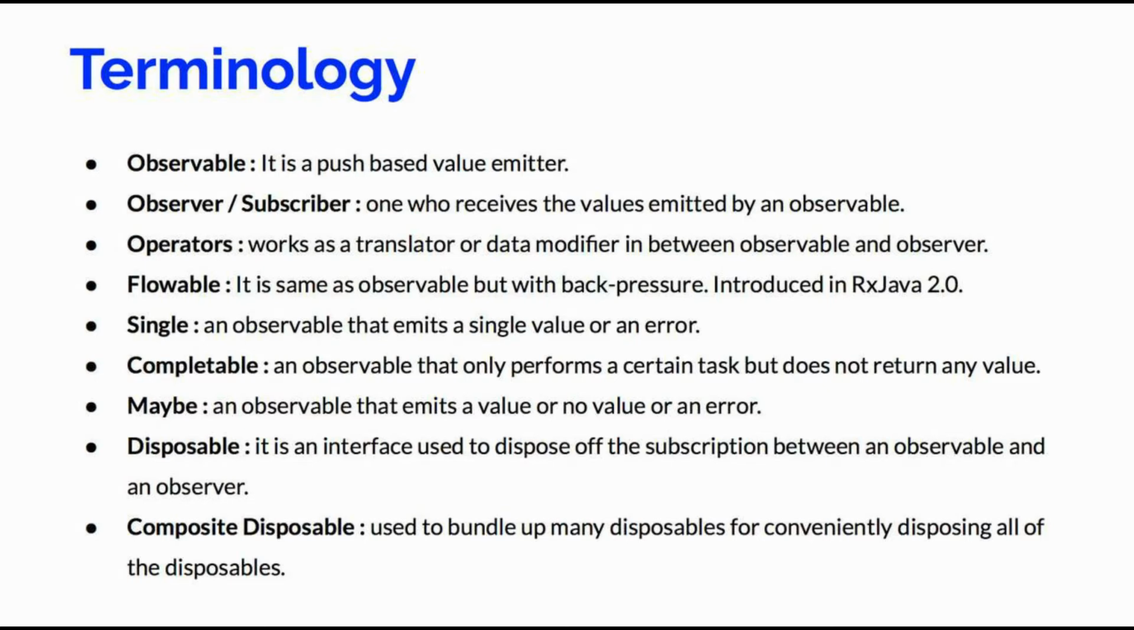Now we will briefly discuss some of the terminologies used in RxJava. Don't worry, we will discuss each of them in great detail in forthcoming videos. Observable. Observable is something which emits some values, items or events. So observable is actually the source of data for an observer. The observer is the one who receives these values and performs some action based on the received data. A subscriber is actually an implementation of the observer. An observer needs to subscribe to an observable in order to listen to its emissions.